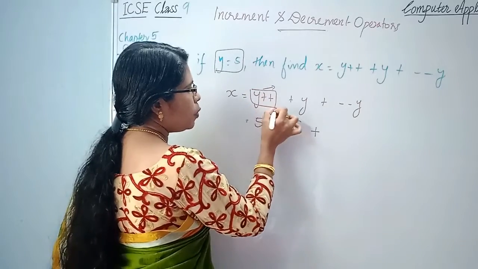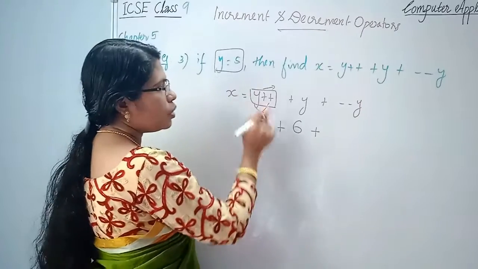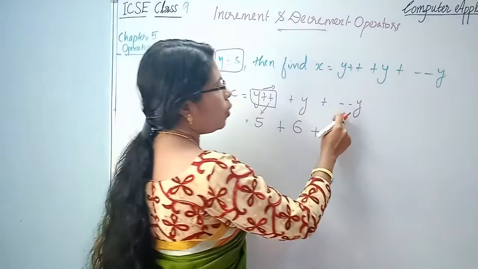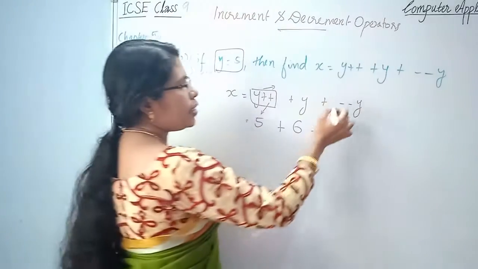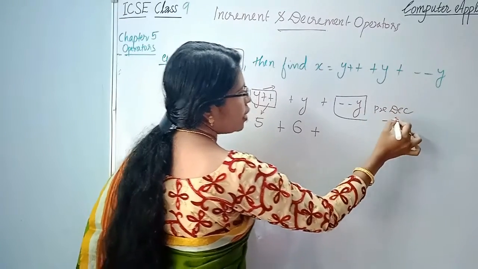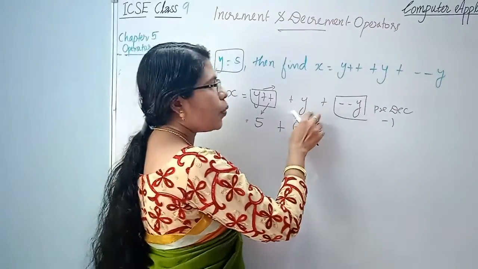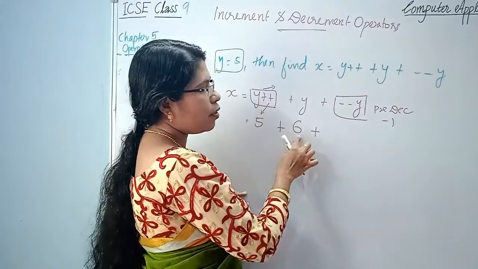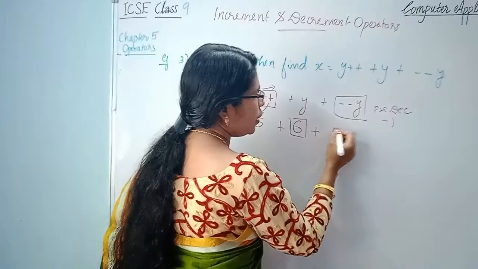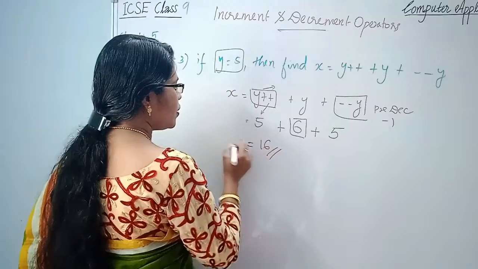Here y plus plus is the post increment. Post increment means first we will use the value, and after using, it should increase by 1. So we will get the value of y equal to 6. Now, minus minus y means this is the pre-decrement operator. Pre-decrement means first it has to subtract one from the variable. Y is equal to 6, and minus minus y means it will reduce by one, so we will get 5. So what is the final value? We will get it as 16.